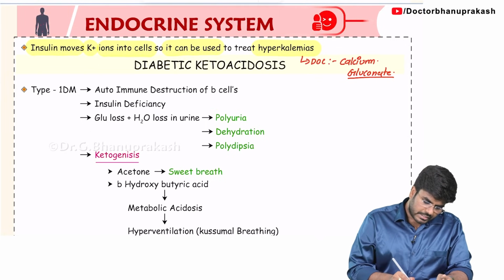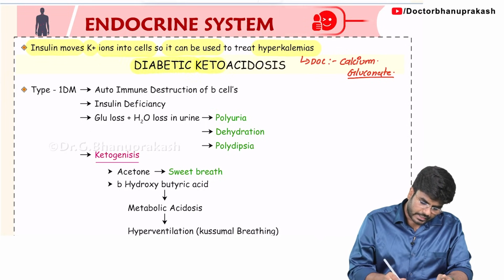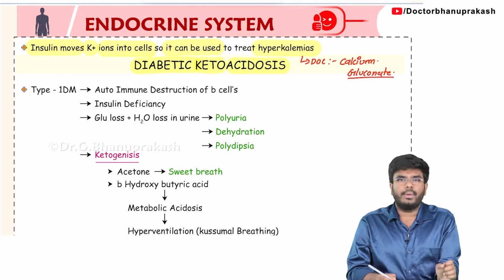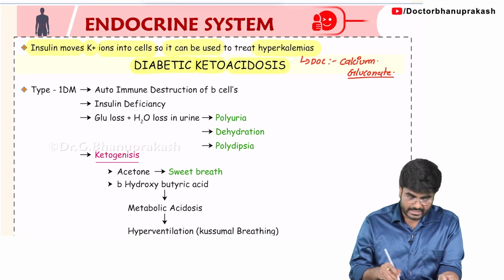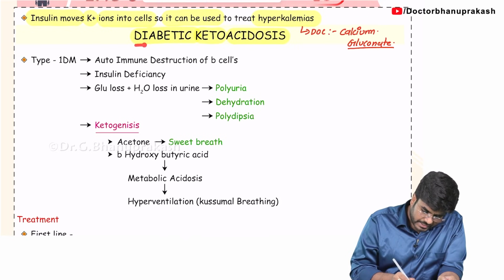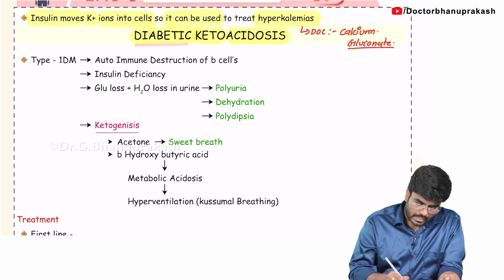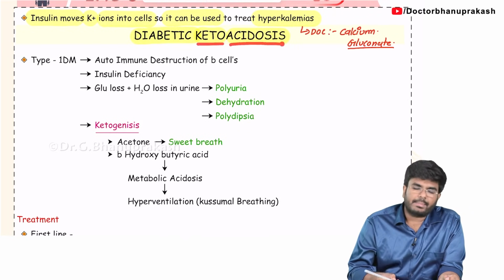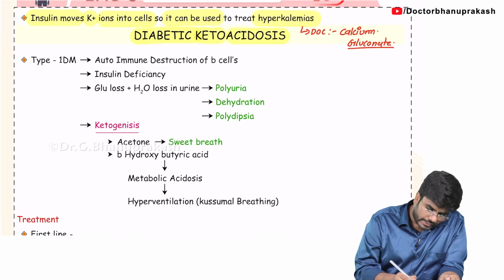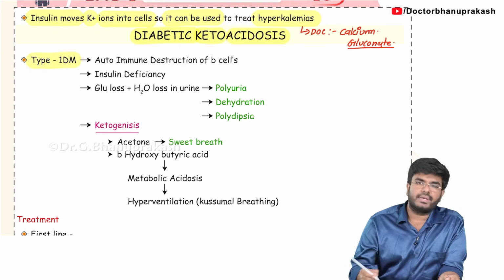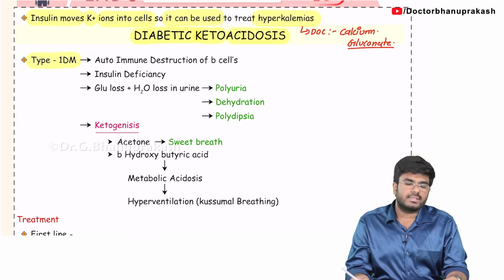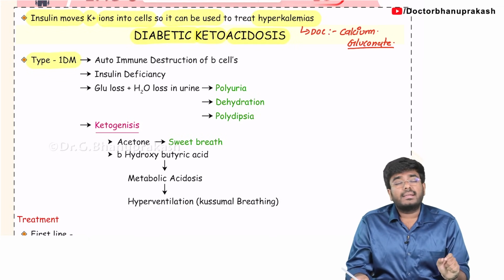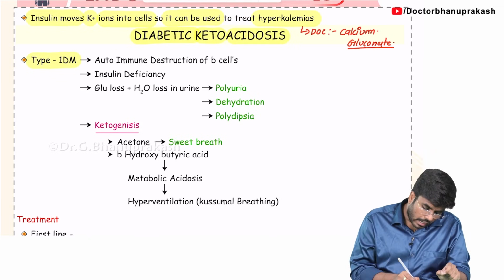Guys, the condition that I am going to discuss with you is called diabetic ketoacidosis. It's a simple topic, very important for your exams. The patient is having diabetes, and ketoacidosis, why is it happening? Diabetic ketoacidosis is mainly seen in type 1 diabetes mellitus. You all know type 1 diabetes mellitus is an autoimmune disease.